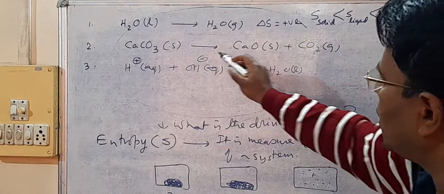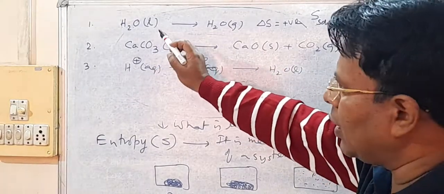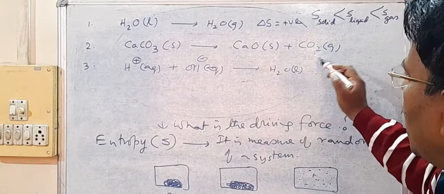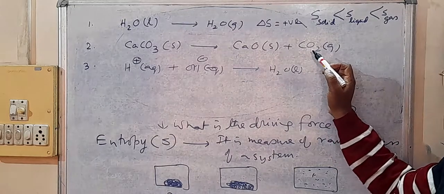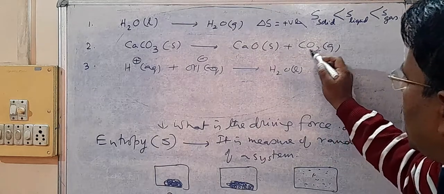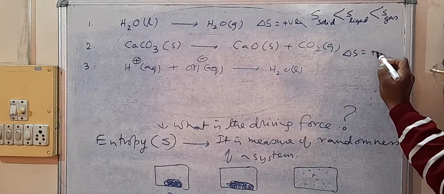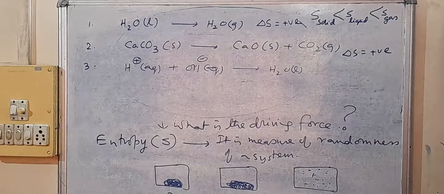What about this process? Here we have solid. Solid has very less entropy. This is also solid, very less entropy. But since in the product side we have a gaseous component, gaseous component will have more entropy. So the entropy change will be positive. If this process happens, entropy of the system will increase.